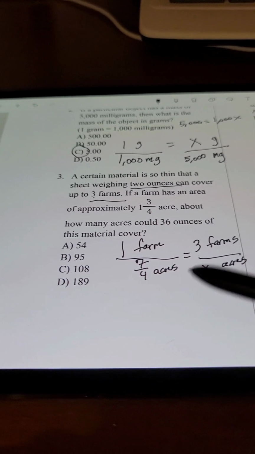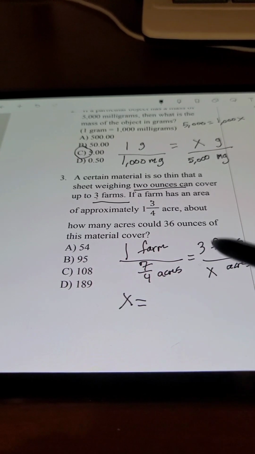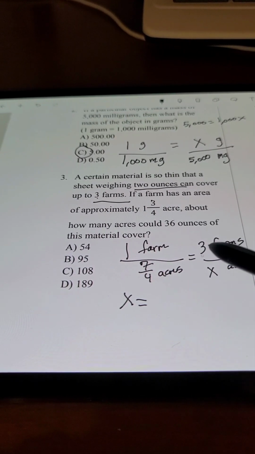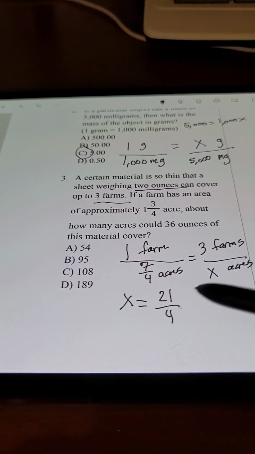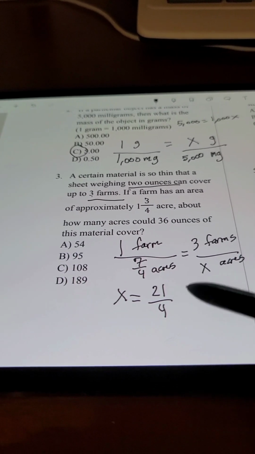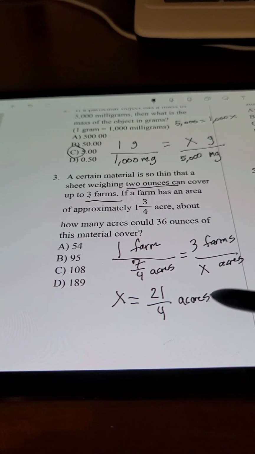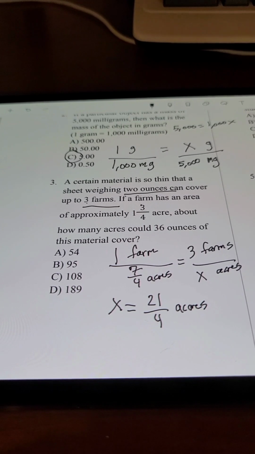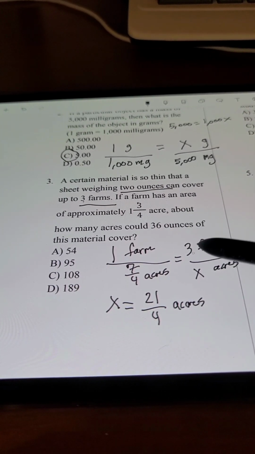So I'm going to cross multiply. So I'm going to do 1 times x is obviously just x. And then 3 times 7/4, that's the same thing as 3 over 1 times 7/4. So that's just going to be 21 over 4. So that's what x is. That's how many acres we're talking about. But remember, we're not done. That's that many acres in reference to 3 farms.